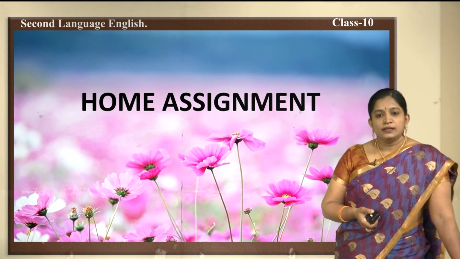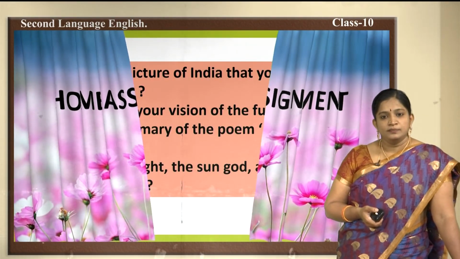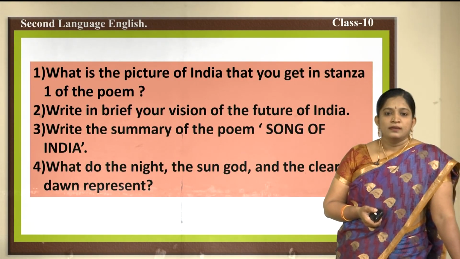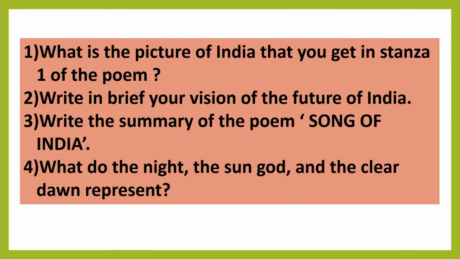And we are moving to the last segment, that is home assignment. Here are the questions, children. I am giving you 4 questions. Number 1, what is the picture of India you get in stanza 1 of the poem? Second question, write in brief your vision of the future of India. Third question, write the summary of the poem Song of India. Fourth question, what do the night, the sun god and the clear dawn represent?